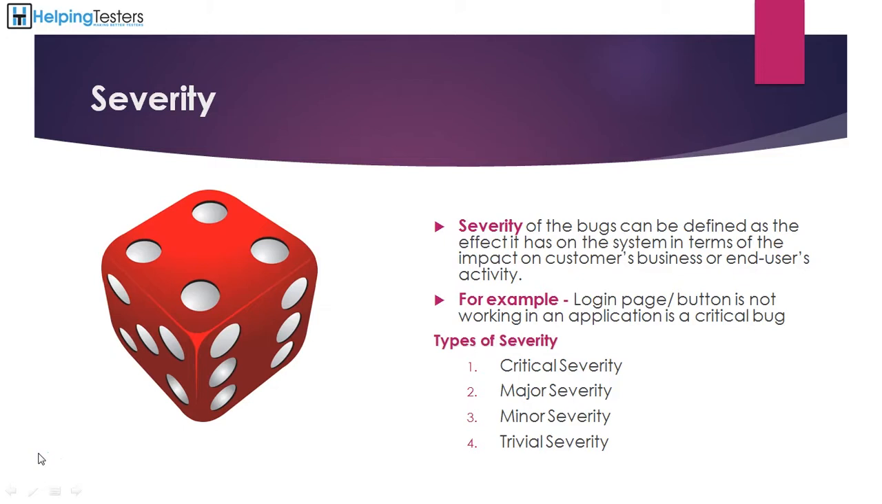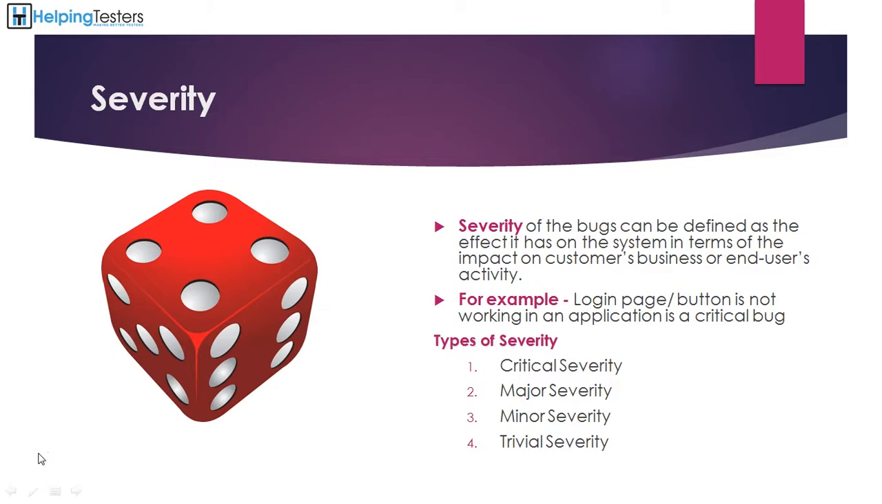If you look at the banking industry, if the customer's interest is not getting calculated properly, or if a customer's payment is not hitting the system properly, then there is a huge loss to the bank. This defect is called a critical severity defect.